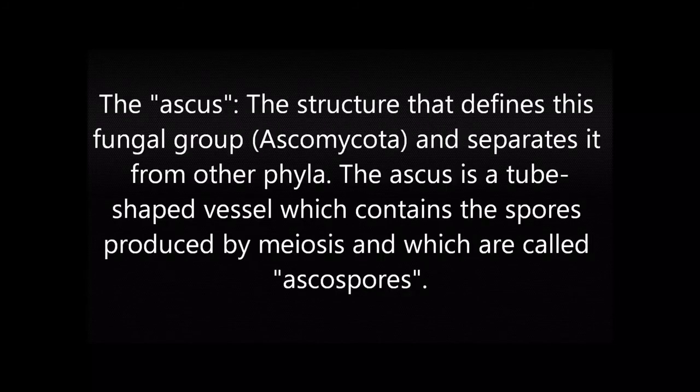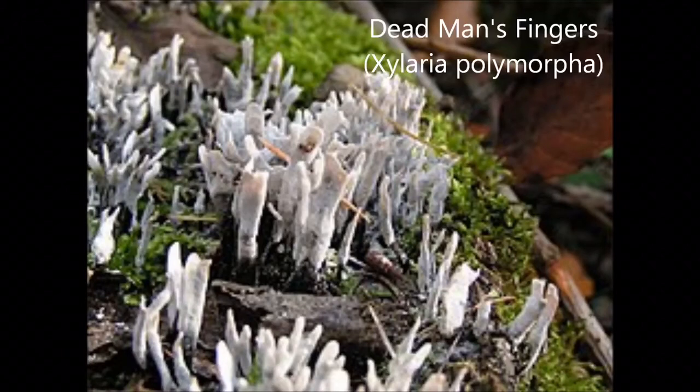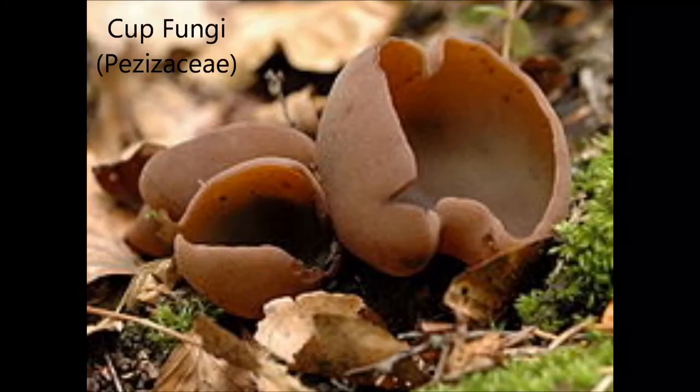Sexual reproduction leads to the formation of the ascus, the structure that defines this fungal group and separates it from other phyla. The ascus is a tube-shaped vessel which contains the spores produced by meiosis and which are called ascospores. Familiar examples of Ascomycota fungi include dead man's fingers and cup fungi. Dead man's fingers are also called Xylaria polymorpha. Cup fungi is sometimes called Pezizaceae as well.